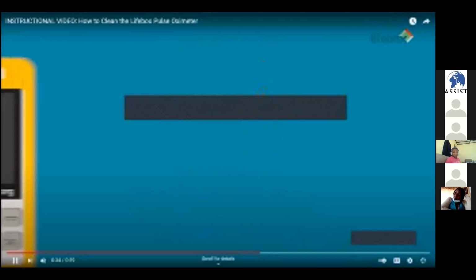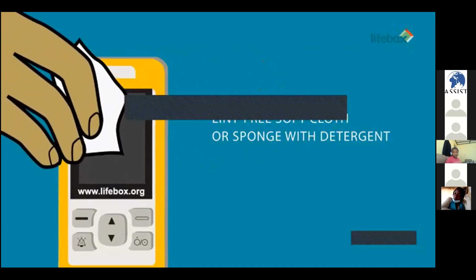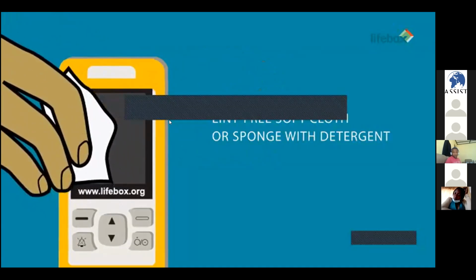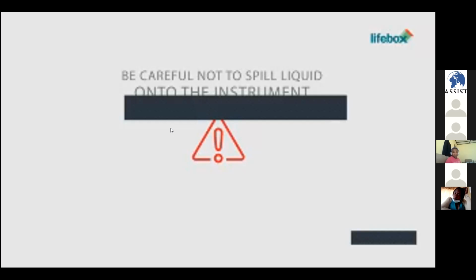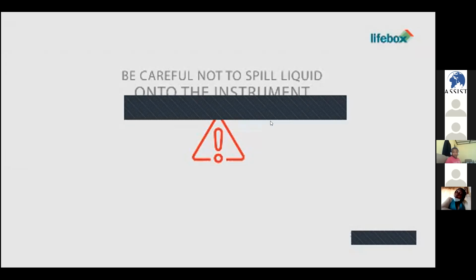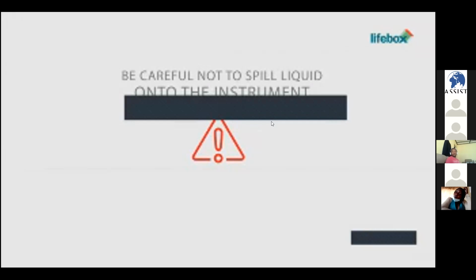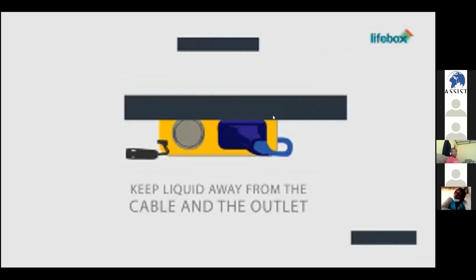The oximeter case and screen can be wiped with a lint-free soft cloth or a sponge moistened in detergent. While cleaning the oximeter, be careful not to spill liquid onto the instrument, and do not allow any liquid to spill inside the oximeter. When wiping the side panel of the oximeter, be especially careful to keep liquid away from the cable and the outlet.